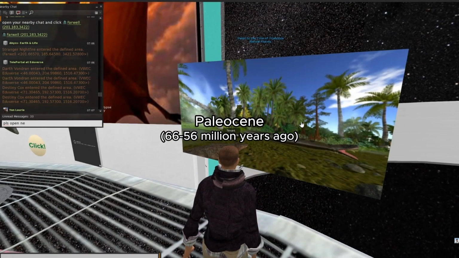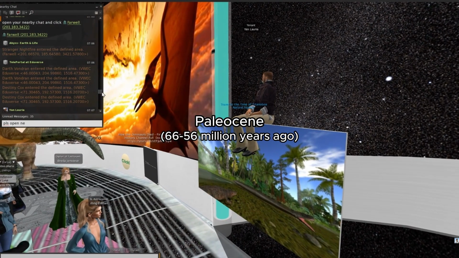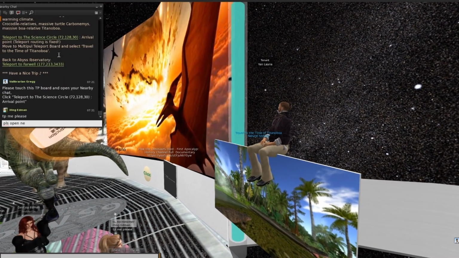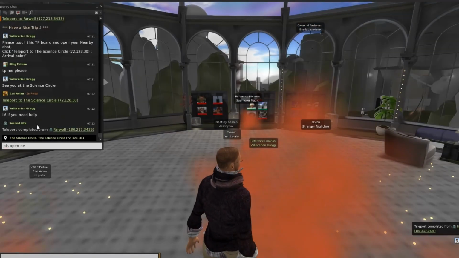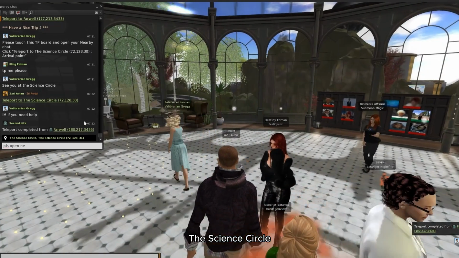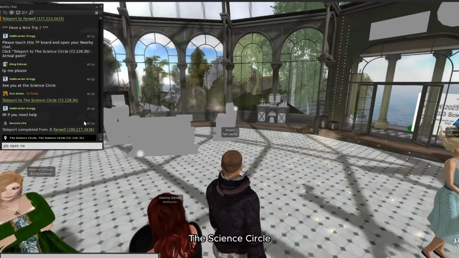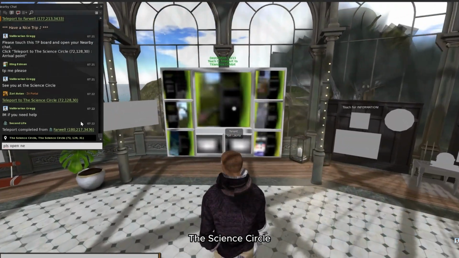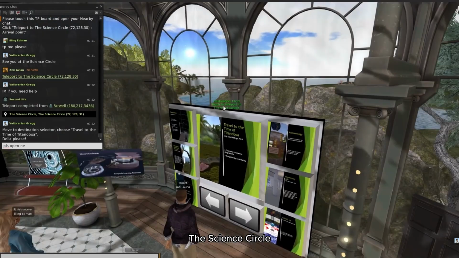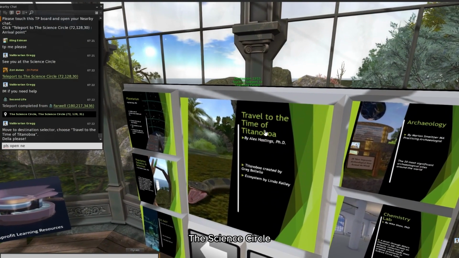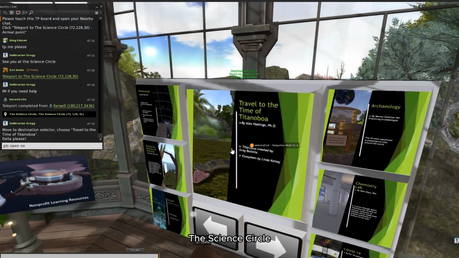So please touch this board. Open your nearby chat. Then teleport to Science Circle. And here is Science Circle. So we can't directly teleport to each exhibit. So come up, please. This is the destination selector. So now you can see travel to the time of Titanoboa. So please touch.